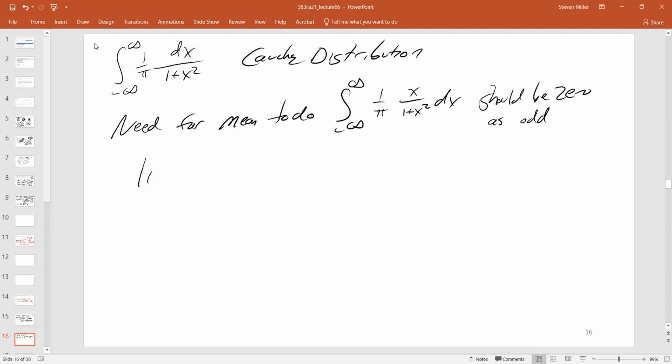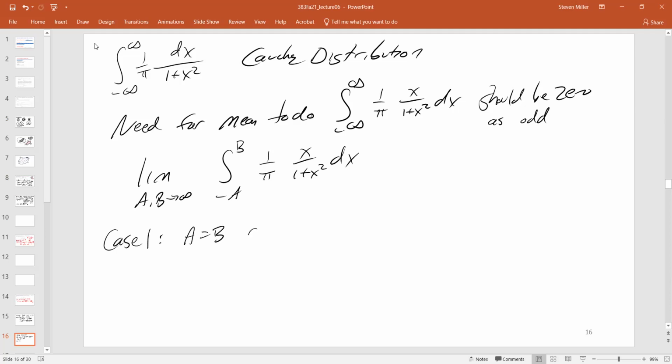However, what you really need to do is look at the limit as a and b go to infinity of the integral from minus a to b of 1 over pi, x over 1 plus x squared dx. That's what it means for the integral from minus infinity to exist. It shouldn't matter how I go to infinity. I should get the same answer. Case 1, if I take a equals b, I get 0.